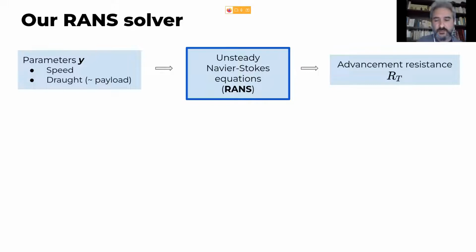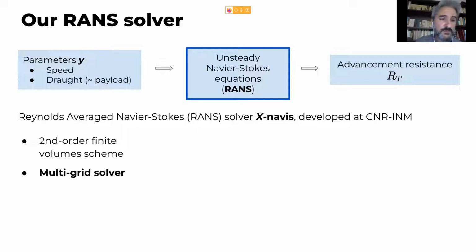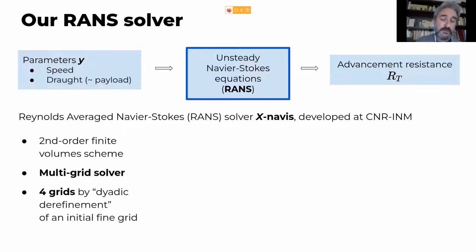So before dwelling into the actual surrogate models that we're going to use, I want to spend a couple of words on the RANS solver that we are using. As I said, we're going to solve the unsteady Navier Stokes equations with free surface. And we are going to do this with a finite volume solver called χNavis, developed at Rome. It's a rather established solver by now. It's a second order finite volume scheme. It's a multi-grid solver, and the intermediate grids are actually the grids that we're using for the intermediate fidelities of our multi-fidelity approach.